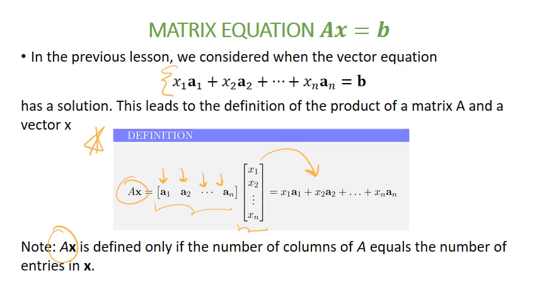Now, this definition is only true, or AX is only defined, if the number of columns of A equals the number of rows in X. So basically, the way I like to think about it is if this is, let's say, a 1x4 matrix, then this one needs to be a 4x1 matrix. And if that's the case, these are the same, and so we will result in a 1x1 matrix. Okay, so just food for thought.